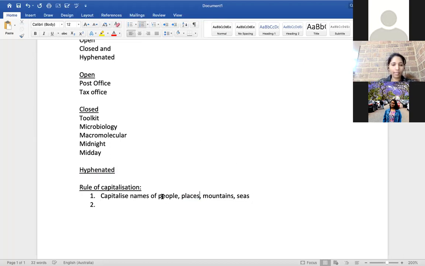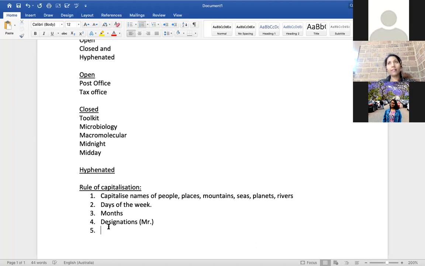Then you have to capitalize days of the week, then capitalize month names, then capitalize designations like Mr., Mrs., and all that. You have to capitalize it. Then you'll have names of planets, like Mercury, Venus, and all that. Planet names, capitalize it. Then you will have names of rivers as well. Capitalize it. If you come across names of any of these, capitalize it.